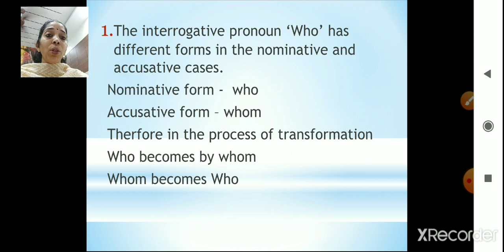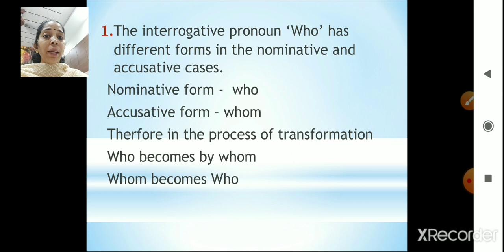Right? So who is used in different forms in the nominative case and in the accusative case. In nominative form, it is used as who, but when you write it in accusative form, you write it as whom. So, in the process of transformation, who becomes by whom. When you change a sentence from active voice, which has who, into passive voice, then we don't write who. In passive voice, we write by whom. Right, and they retain their place. They don't change their position.